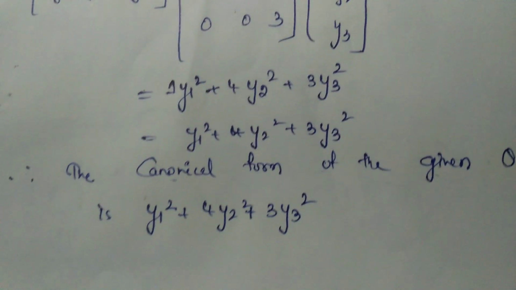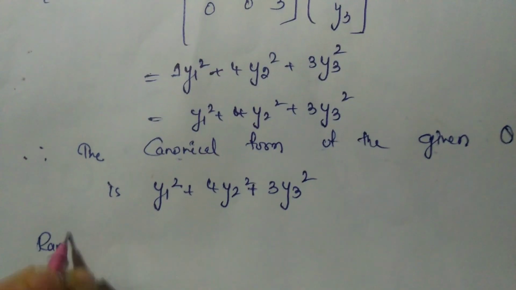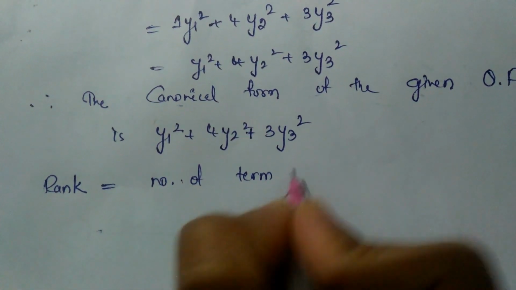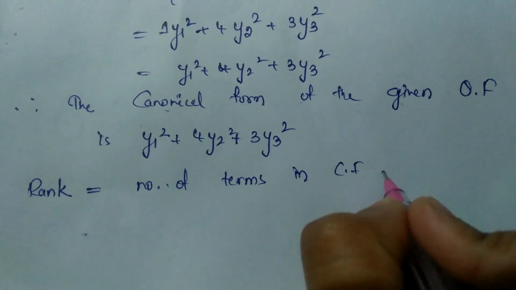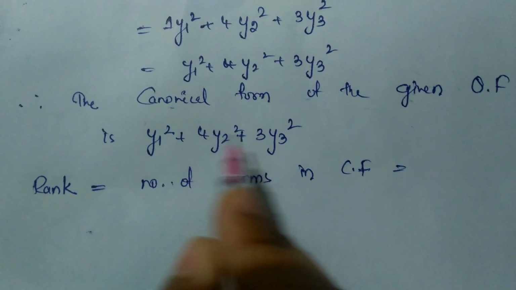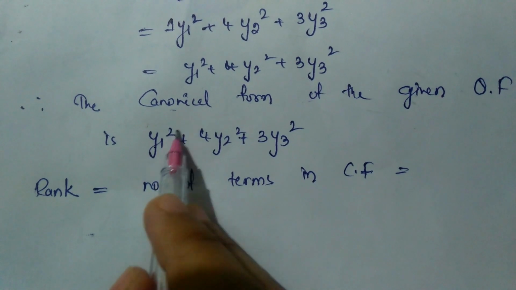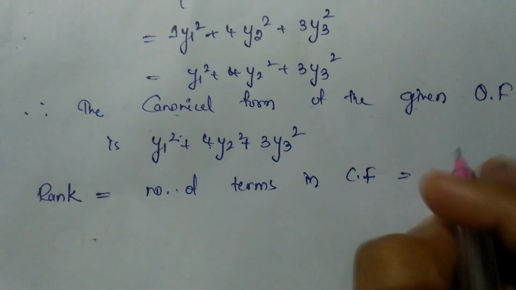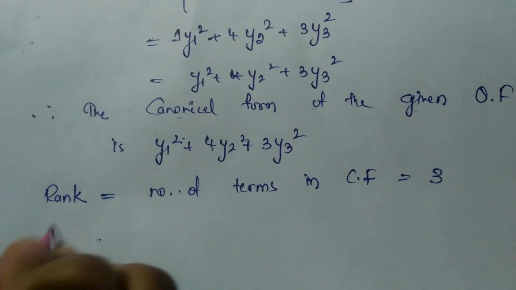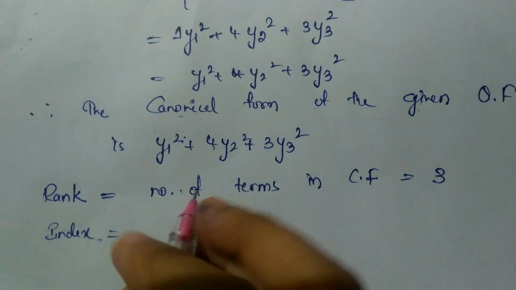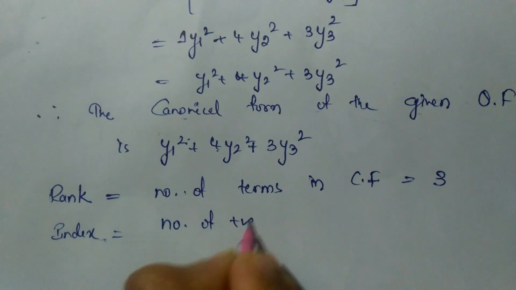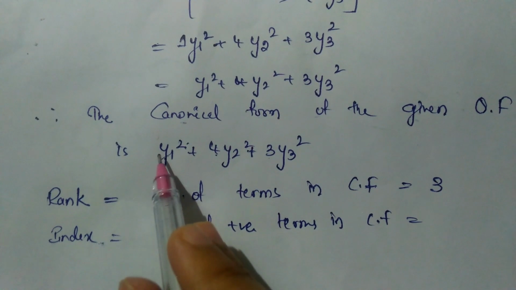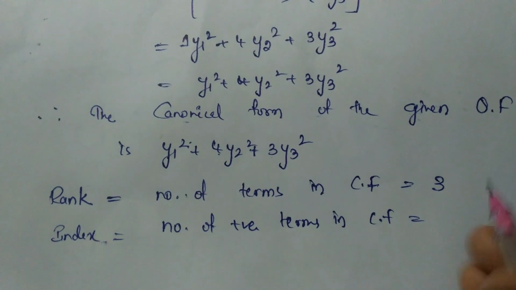Then here the rank. The rank is the number of terms in the canonical form. There are 3 terms in this canonical form: y1 square is one term, 4y2 square is another term and 3y3 square is another term. So the rank comes as 3. Then they asked us to find the index. The index is nothing but the number of positive terms in this canonical form. Here all are positive terms, so the index also comes as 3.